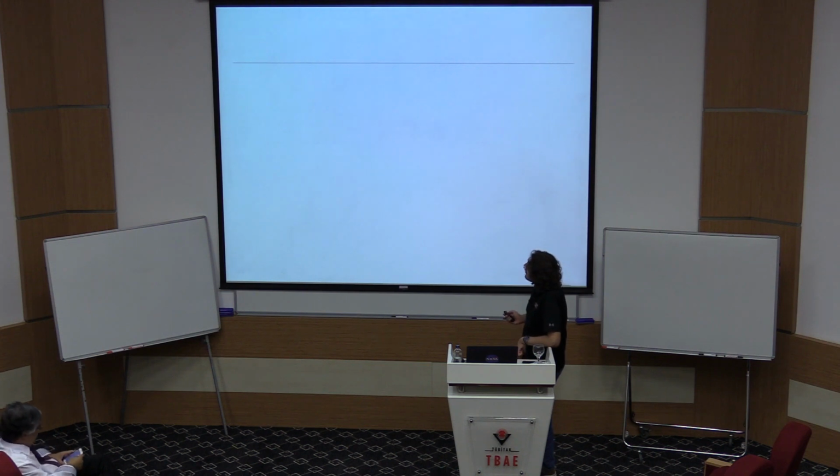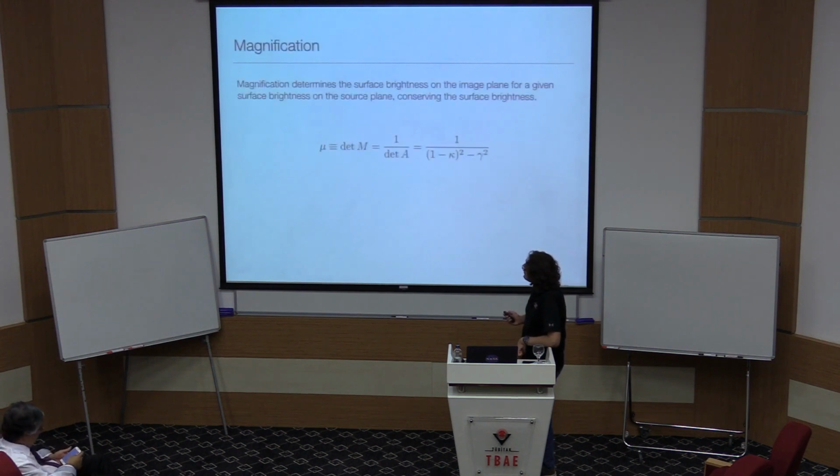Okay, so going back to where I was. All right, so there's just one more definition. I have been talking about this distortion matrix. If you just take the derivative and inverse it, you get the so-called magnification in terms of kappa and gamma. Magnification is a really important object because it tells you by what factor a given feature on the lens plane is magnified when you see the same feature on the image plane.